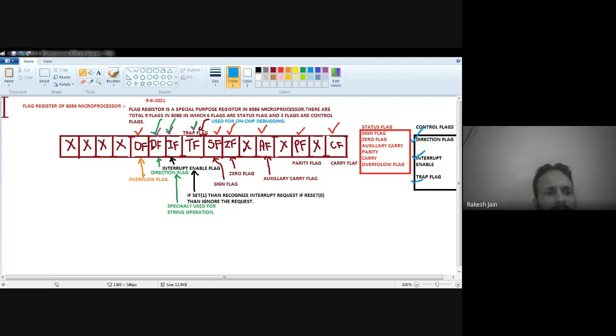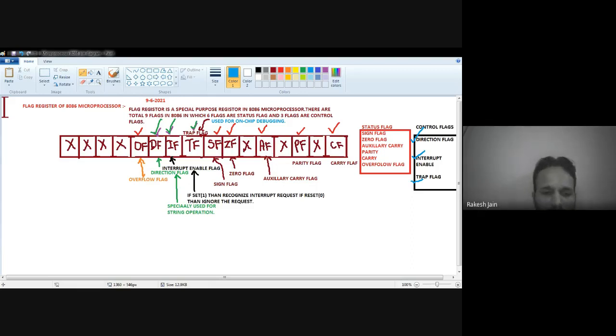The overflow flag is related to signed operations. If the result of a signed operation is too large to fit in the number of bits, then it is set, otherwise reset. For example, if we add 100 and 50 together, the result is not in the range of 127 to minus 128, so this flag will be set, otherwise reset.